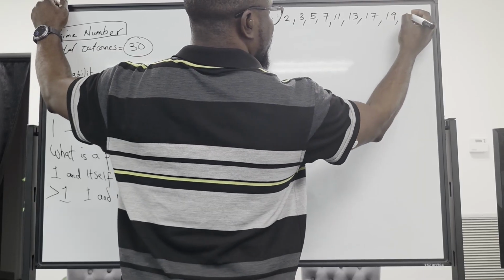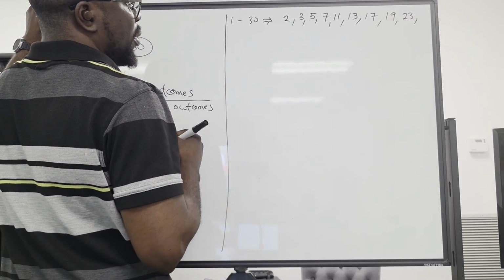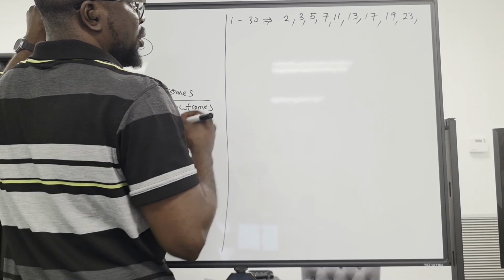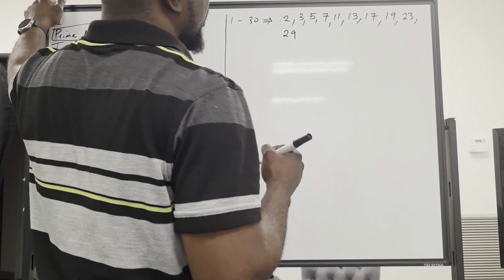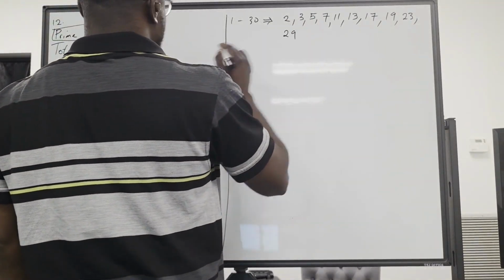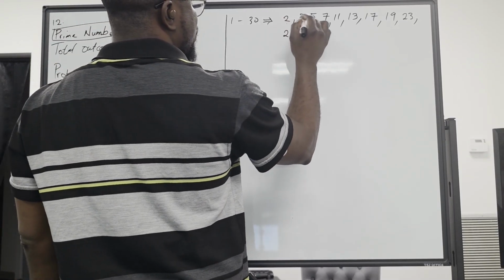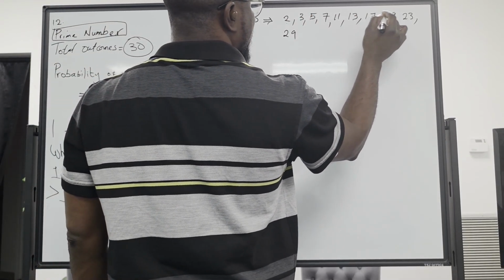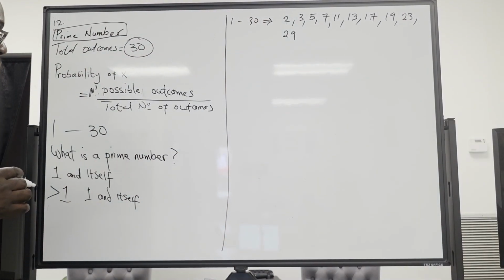You have 13. You have 17. 19. 23. You have 29. So you have the number of possible outcomes. This is the number of possible outcomes. So that is 1, 2, 3, 4, 5, 6, 7, 8, 9, 10. So the number of possible outcomes is 10.